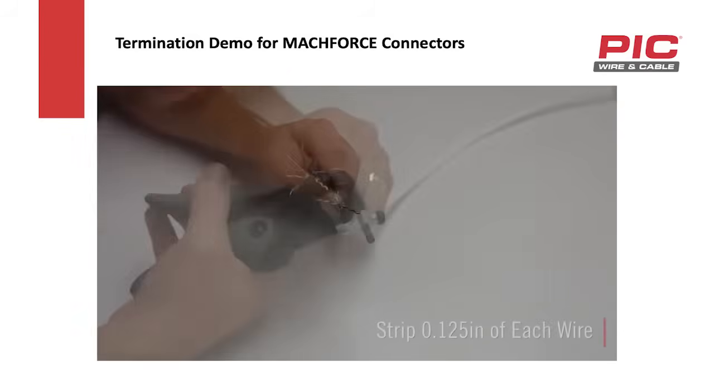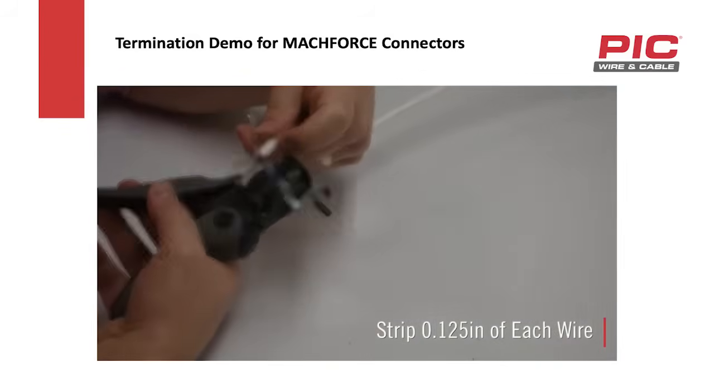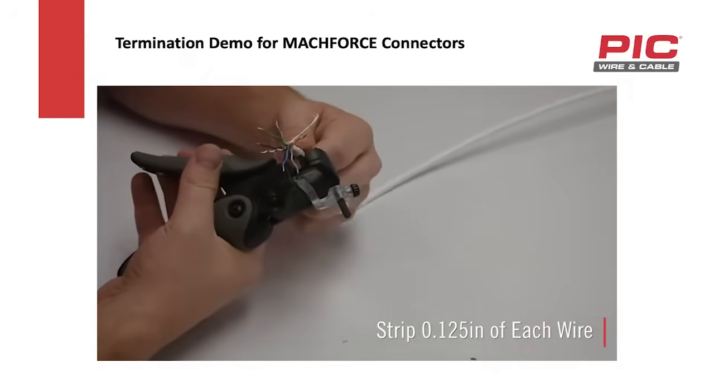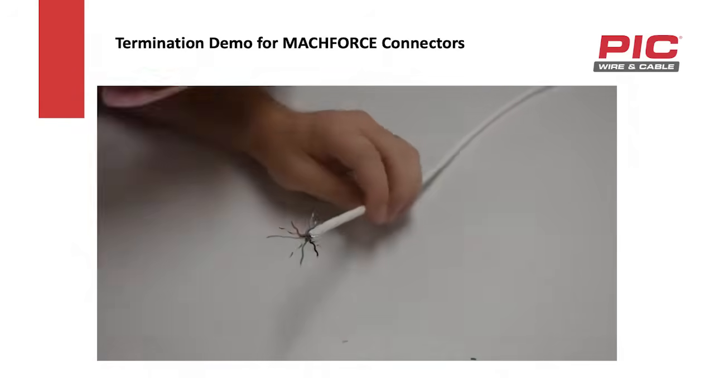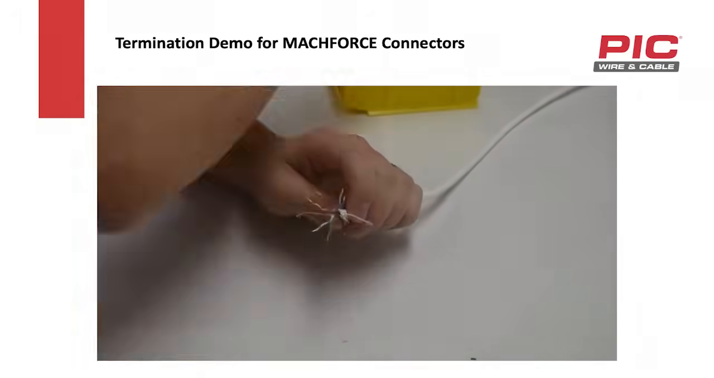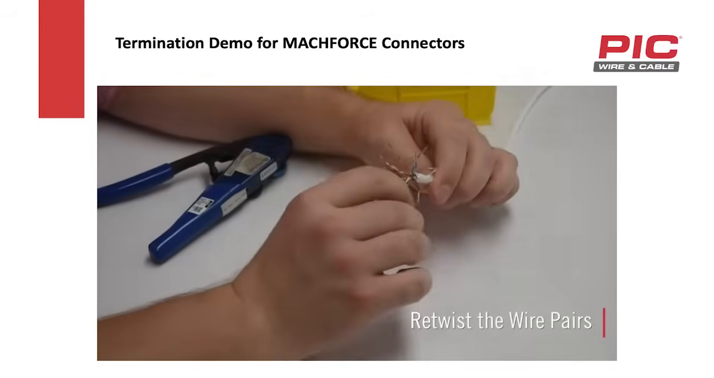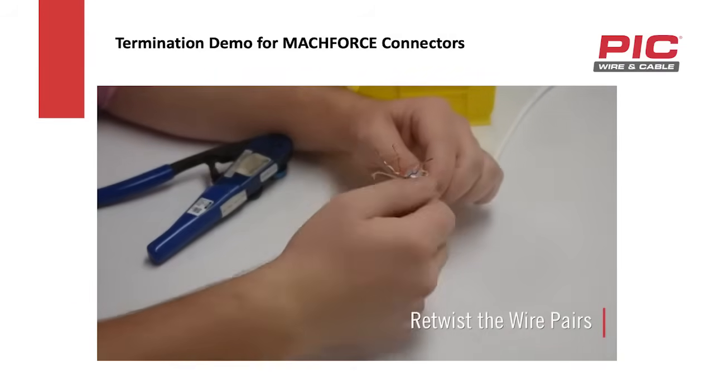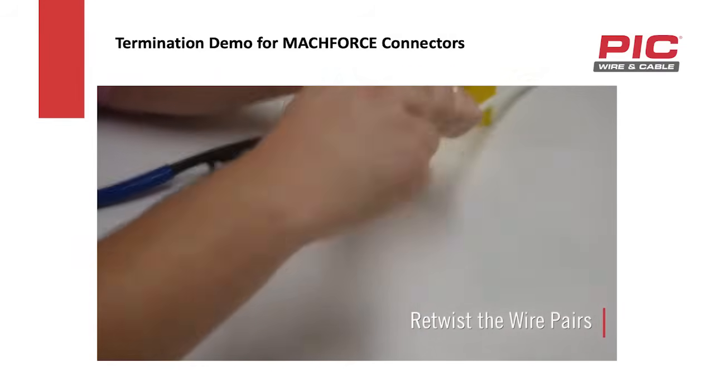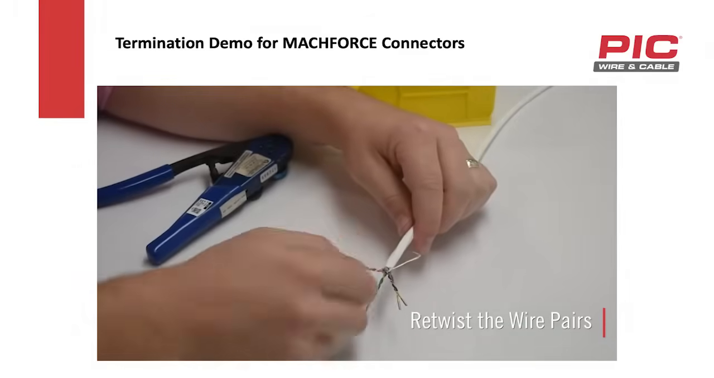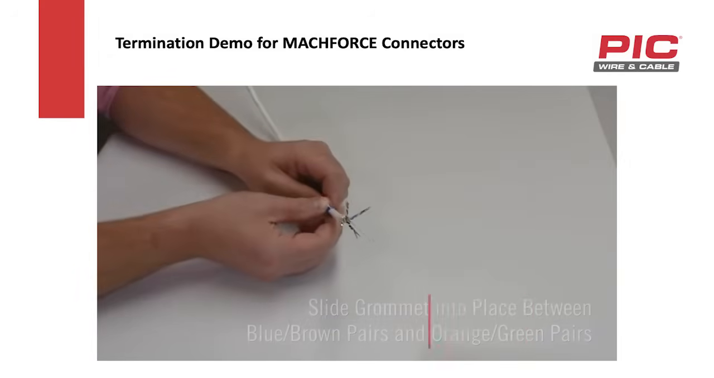Once all the wires are stripped, crimp the 22D contacts onto each wire, but use caution to ensure insulation is flush with the contact for optimal performance. Now you can retwist each of the wire pairs into their original orientation. Slide the grommet into place.